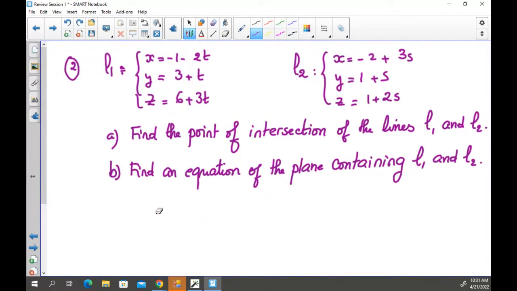Now, question number 2 is on lines in 3 dimensions. We have a line L1 given by its parametric equations, and a line L2 also given by its parametric equation. First question is, find the point of intersection of these lines. So I need to find the intersection of these two lines.